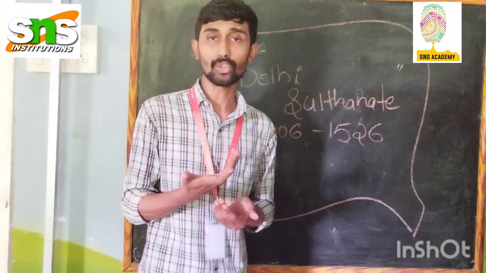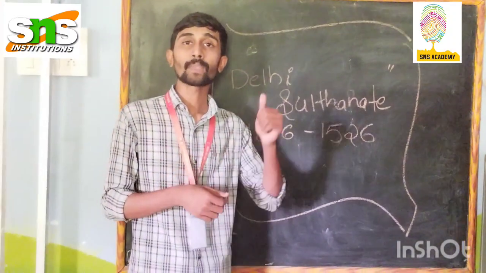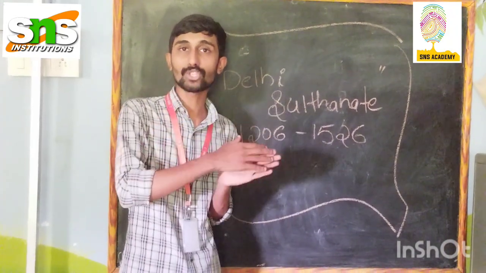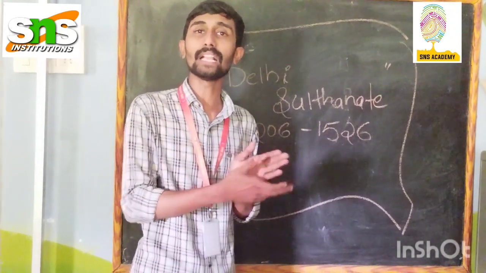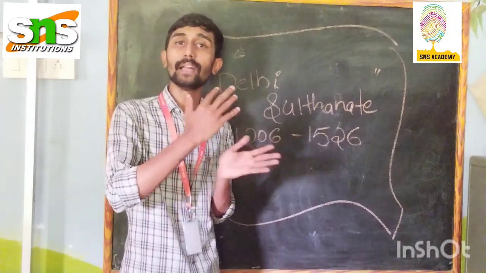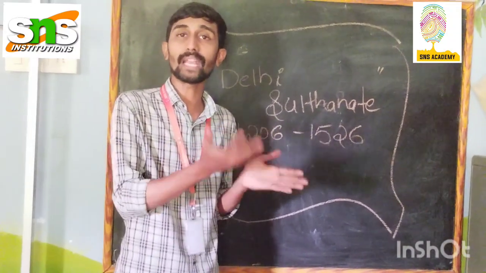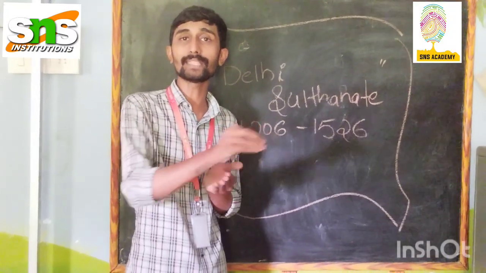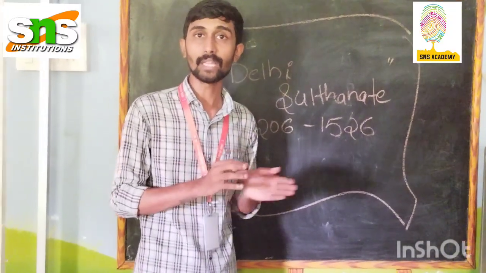poems and stories. Next one is the agricultural facilities. They gave more importance to agricultural facilities. They witnessed good trade and commerce, and they connected the trade with domestic and international trade. Thank you.